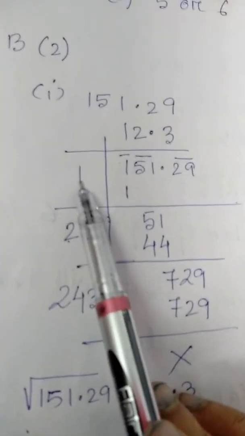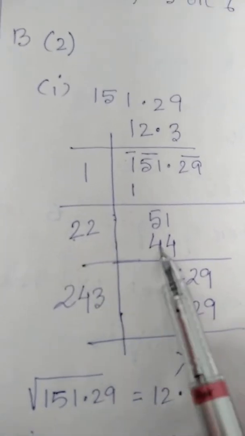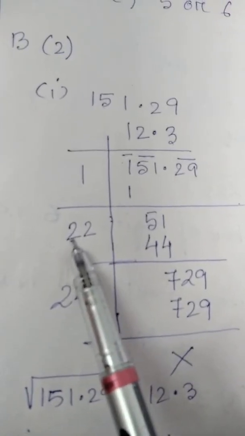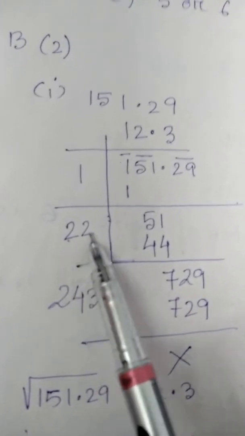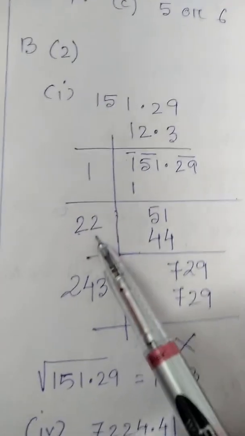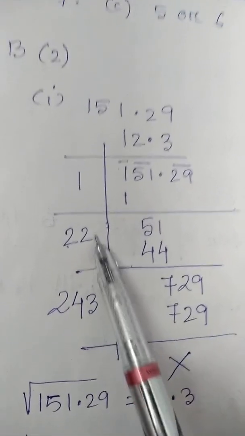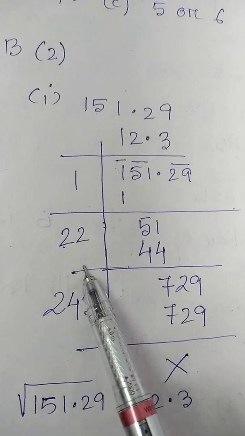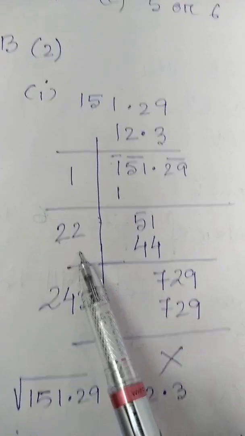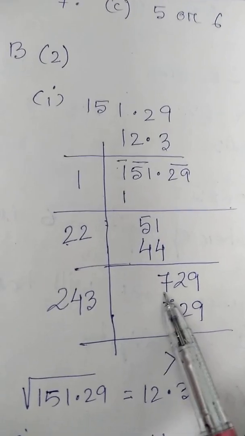Now 1 into 2 is 2. Along with 2, what will we multiply so that we get 51 or less than 51? So 22 along with 2, that means 22 into 2. Whatever number you multiply, you have to multiply with that number only, follow that. So 22 into 2 is 44. If I take 3, then 23 into 3: 3 3s are 9, and it will be 69. So it will be more. So we have to take this.